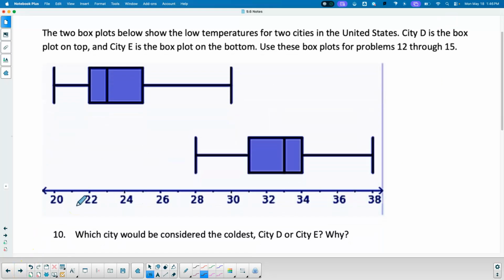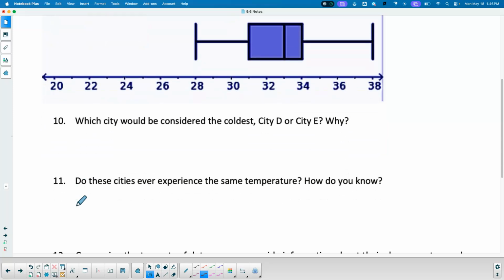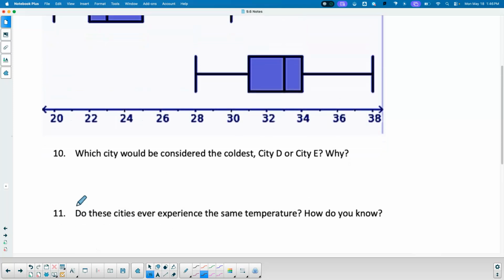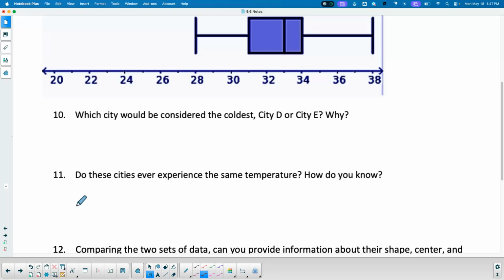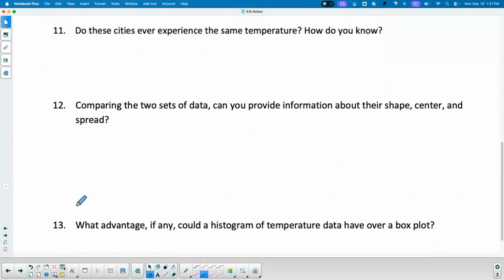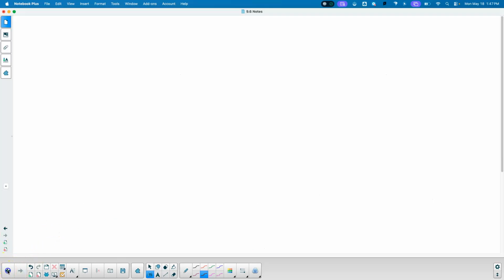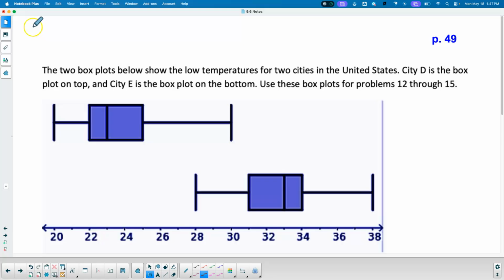Box plots again for cities, city D and city E. Which is the colder city? Why? Do they ever experience the same temperature? How do you know? Shape, center, and spread then on both of those. Okay. And would it be better to show it in a histogram form? And that, ladies and gentlemen, is your homework.